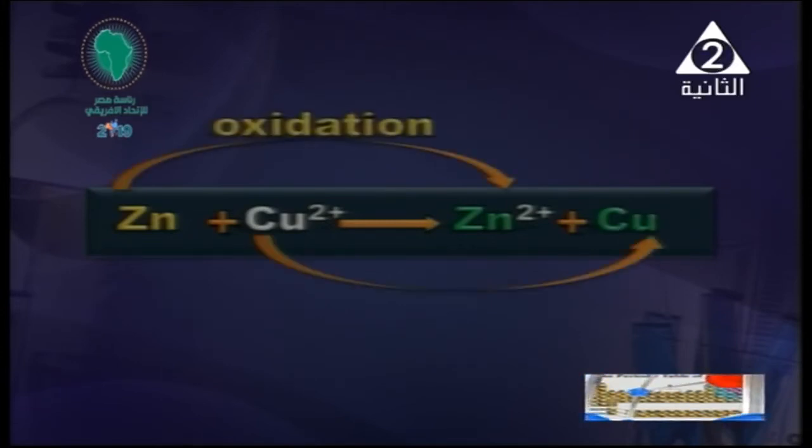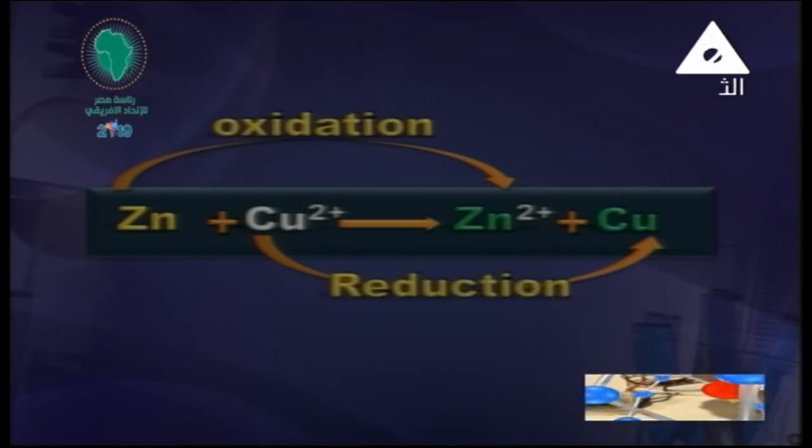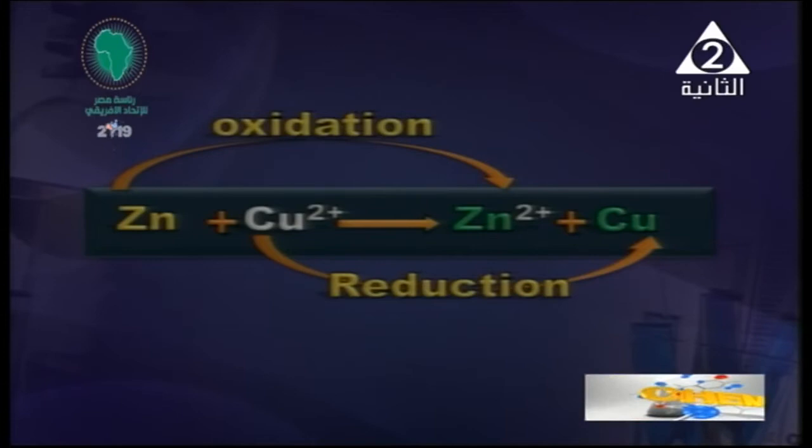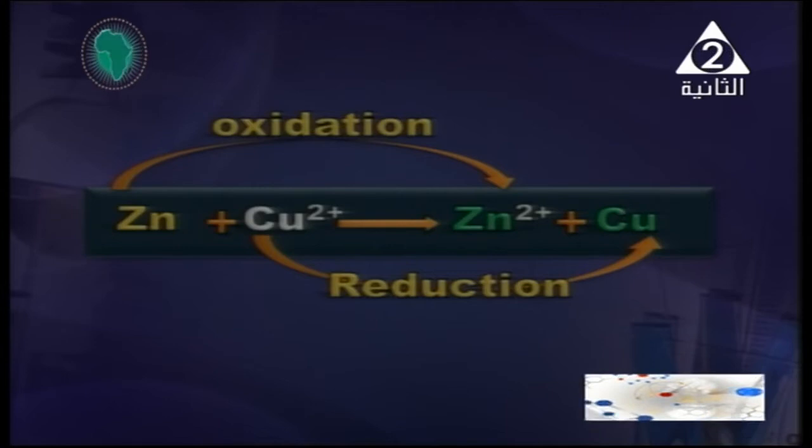Zinc, oxidation. Copper 2+, reduction. Why? Zinc loses 2 electrons during this reaction, while copper accepts 2 electrons. So the number of electrons lost equals the number of electrons gained.